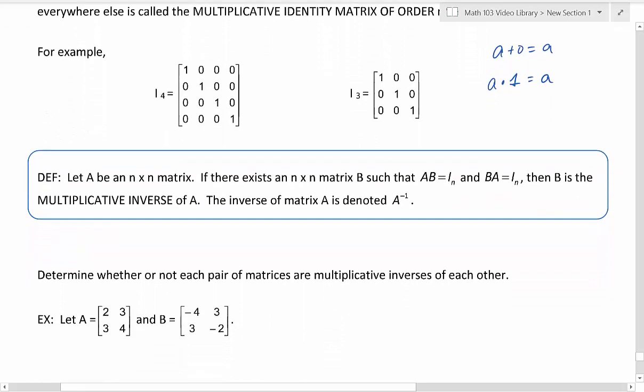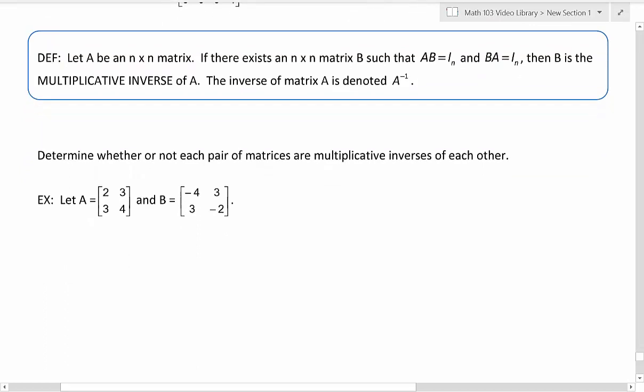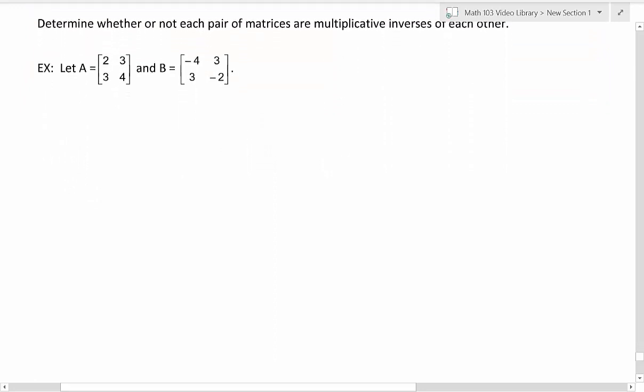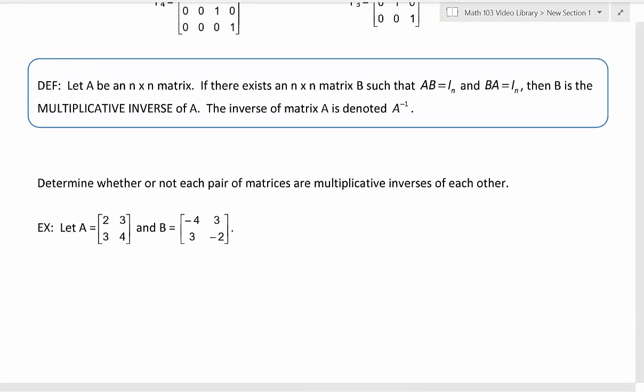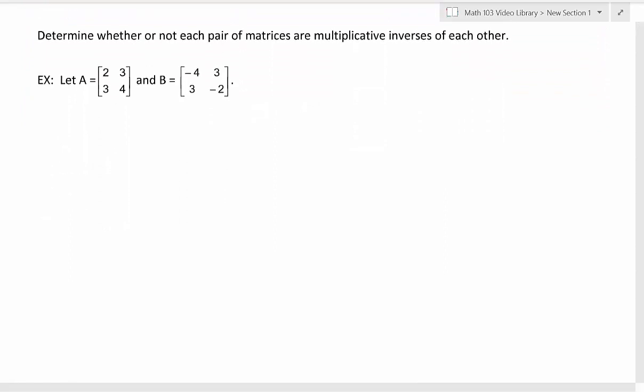We're going to use this property, that when you multiply two matrices together and they are inverses, you get the identity, to check whether two given matrices are inverses of each other. Now you'll notice in the definition, since matrix multiplication is not commutative, you actually have to check the multiplication both ways, A times B and B times A. We need to get the identity both times. So let's start with A times B.